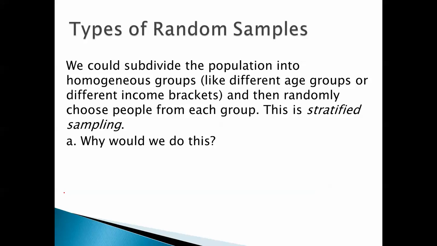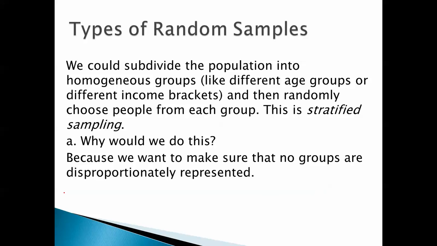Why would we do this? Well, because we want to make sure that no groups are disproportionately represented. For example, when I participate in surveys, usually they'll ask me for my age. The reason they do that is because they want to make sure they have a certain percentage of 20-somethings, a certain percentage of 30-somethings, a certain percentage of 40-somethings. They don't want 20-somethings to be overrepresented in their survey.